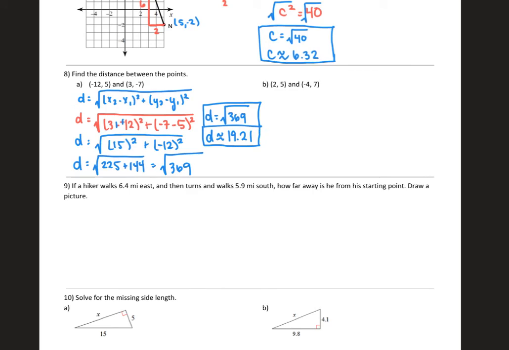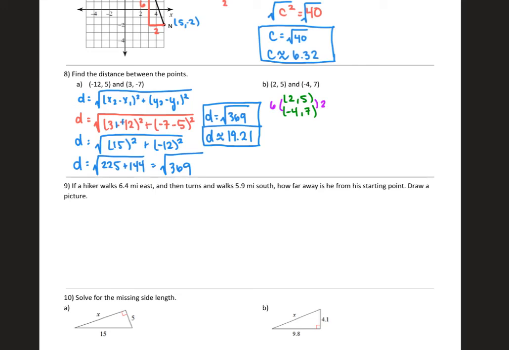All right, part B, same thing, but I'm going to show you a different method. We're going to do the stack and count, which is essentially just Pythagorean theorem. So we stack our coordinates and then we determine the distance between our x values and our y values. So to go from 2 to -4, we have to go 6 places, and then to go from 5 to 7, we have to go 2 places.